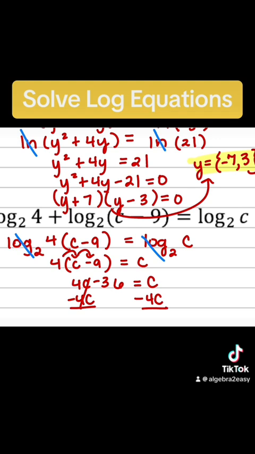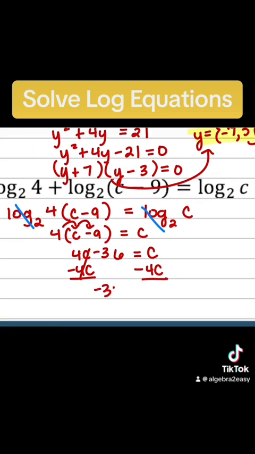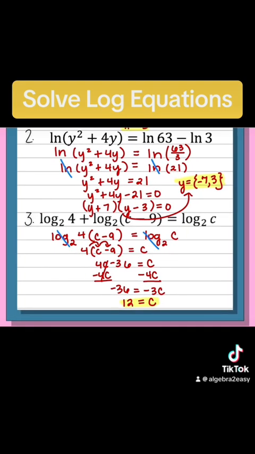When I subtract 4c, I'm going to be left with negative 36 is equal to negative 3c. Last but not least, I'm going to divide both sides by negative 3, and then I am left with 12 is equal to c. And that's it. Again, you can go through, double check, make sure everything checks out, but we are finished.